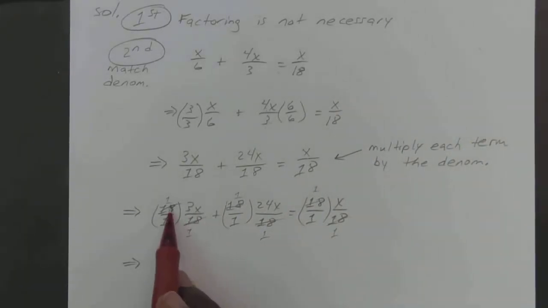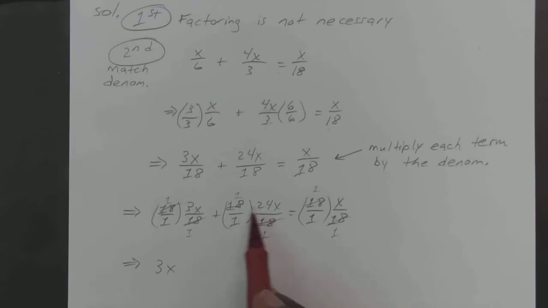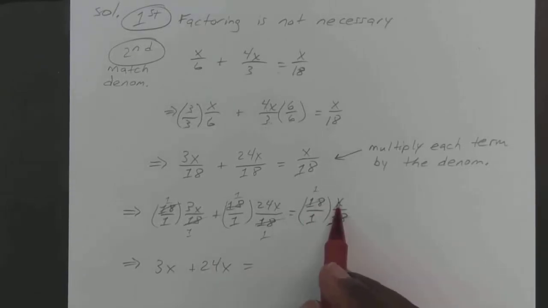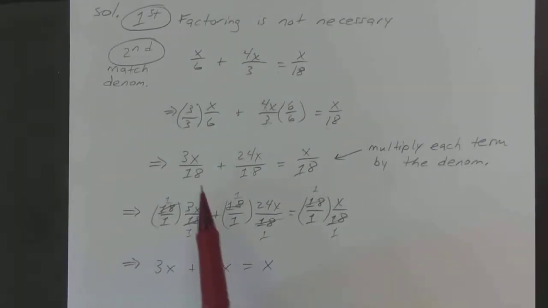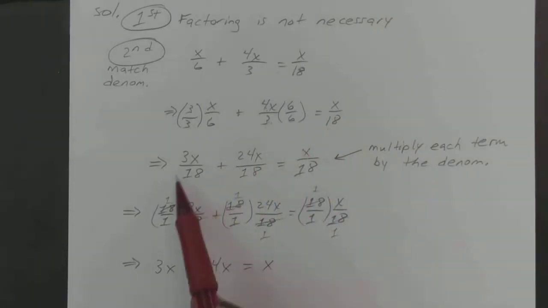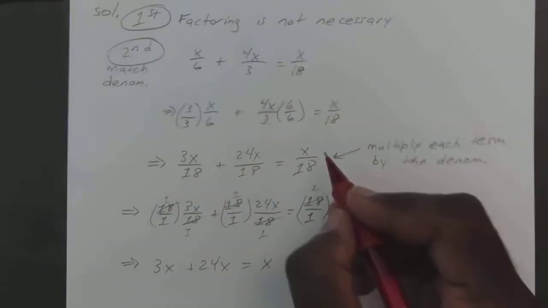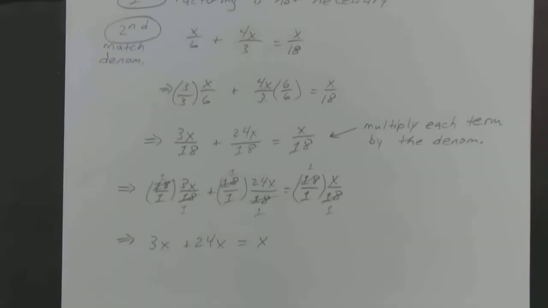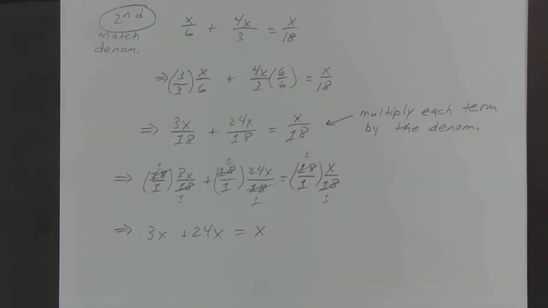Okay, so you have 3x times 1, which is 3x over 1. 3x over 1 is just 3x. 24x times 1 is 24x, divided by 1 is just 24x. Equals x times 1 is just x divided by 1, so you just have x. Once you get the same denominator and you multiply each one of those terms by that denominator, they'll always cancel out. So now the only thing left will be just the numerator. Any questions on that step?